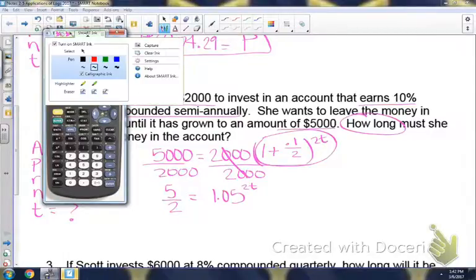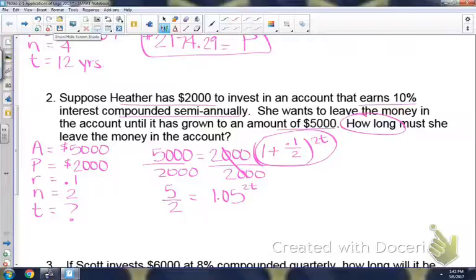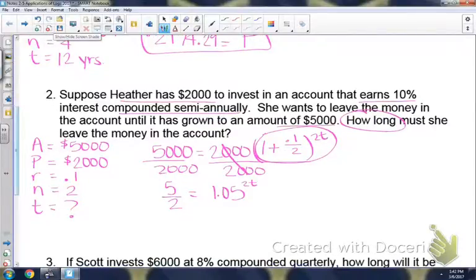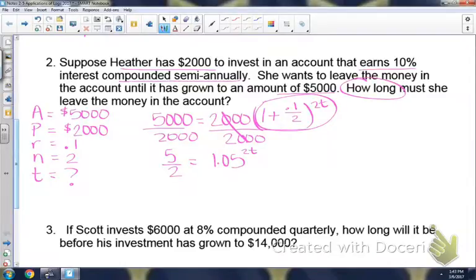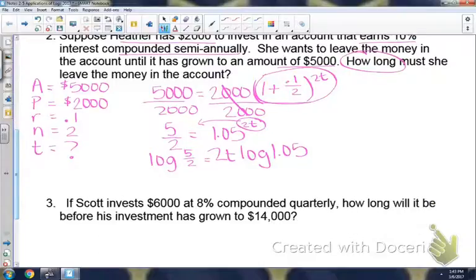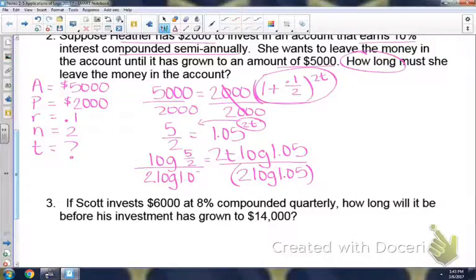Okay, so this is called an exponential equation because we're solving for t, which is part of our exponent. Okay, so we've just talked about in order to solve an exponential, we take the log of both sides, so that way we're able to move that exponent in front. So I'm going to take the log of 5 over 2. I'm going to bring this exponent in front, so 2t log of 1.05. And then we're solving for t, so I need to get rid of the 2 and the log of 1.05. Make sure that you put parentheses around all of that if you're doing it all at once in the calculator.